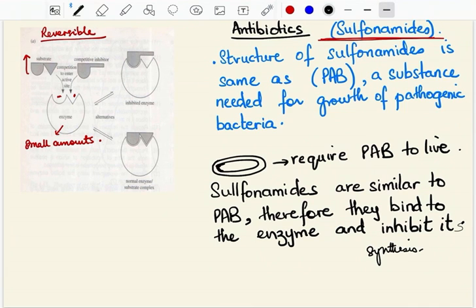So I think it's enough for today, and then in the next lesson we will be discussing about non-competitive inhibitors.